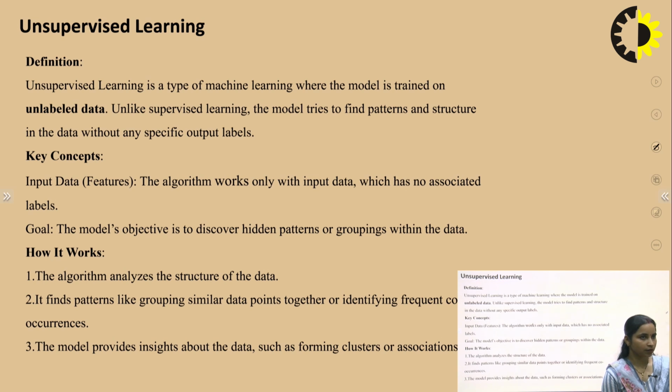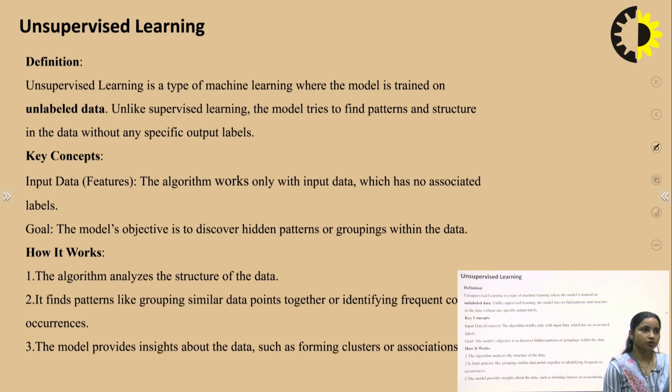As we discussed earlier, the example of customer prediction, like if the customer is buying bread, most of the time he or she is also buying butter. So, this is the type of pattern that we are having. We can consider this pattern as a feature. So, the key concepts are the input data. Again, input data here are features. The algorithm works only with input data which has no associated labels, and the model's objective is to discover hidden patterns or grouping within the data.